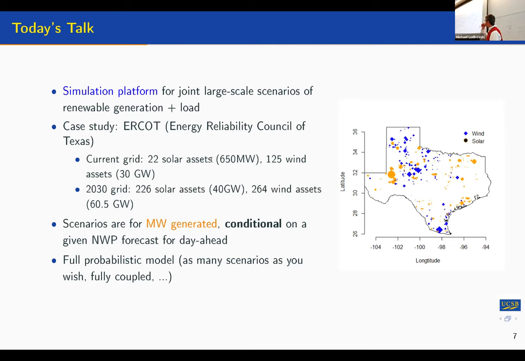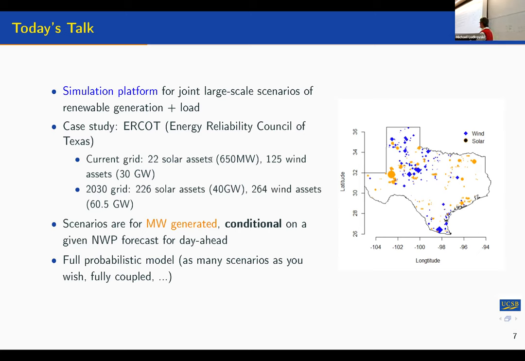All right, so here's the case study. This is ERCOT, and we have two different grids. Essentially, you have the current grid, so this is how things look more or less today. There's a little bit of solar assets, and there's quite a bit of wind already. But if you look to the future, there's something called the 2030 grid, where we expect to have about 10 times more solar assets and about double the wind assets.